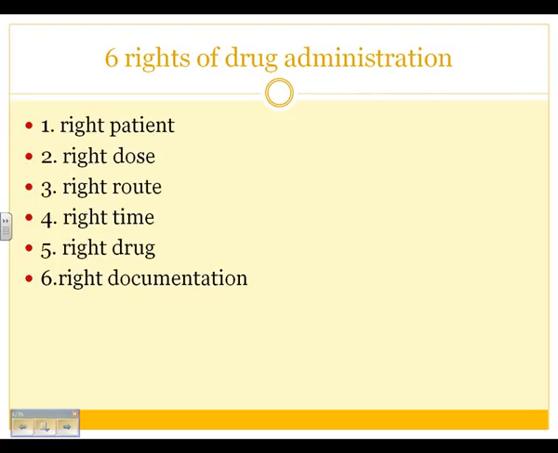The right route, which we've already talked about. There's several different types of medications that can be given in several different routes. You have to give it in the one that's ordered. And sometimes the physician may give you some leniency on that. He may say you can give that Phenergan IV or IM, and that's fine. You could use either one of those routes. But if he only ordered it IV and you gave it IM, that would be a medication error. If he gave you the option of either one, then you're fine.